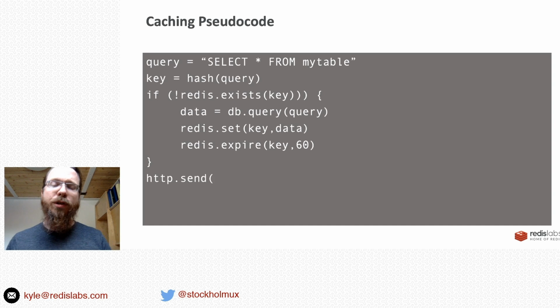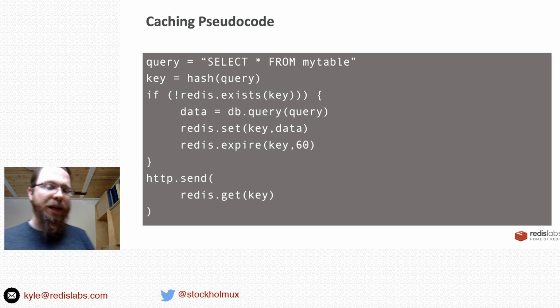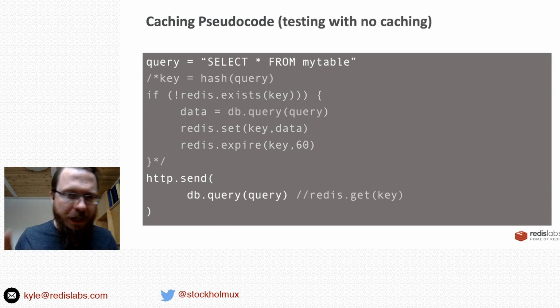If it does exist, we're just going to jump ahead here. And after that already happens, we're going to do a Redis get here, and we're going to get the key out of it. And as you can see, when we get the key out, we're always directly reading from Redis.